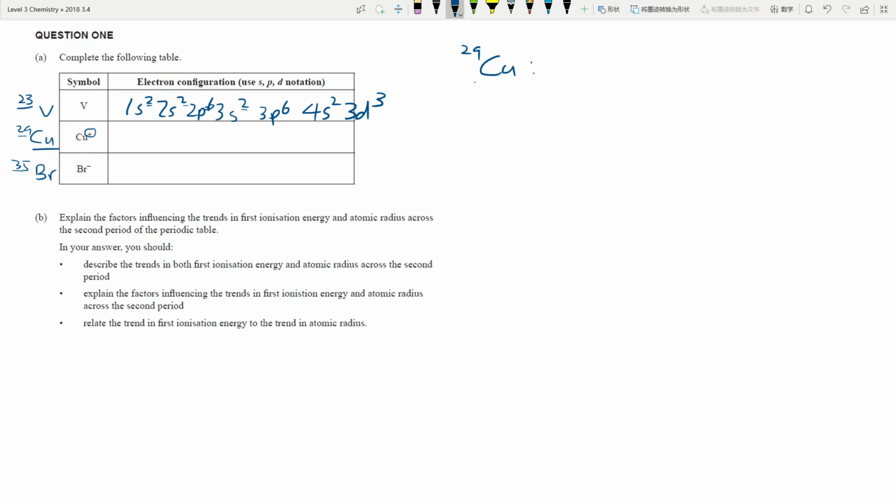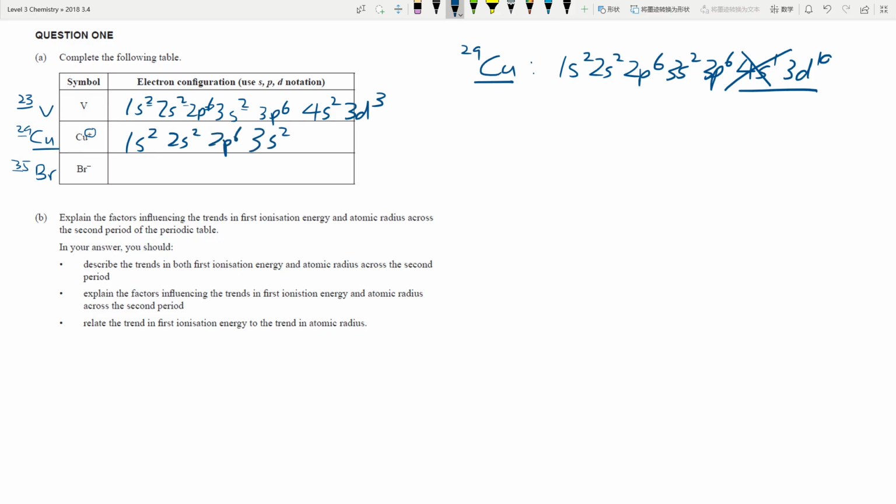So for copper, if I'm doing the copper atom, 29 electrons. Remember for year 13, copper and chromium are a little bit different. Once we get to the 3p6 stage, we have 4s1 3d10 instead of 4s2 3d9. So this is more correct. Now what does the plus sign mean? Plus means we remove an electron, and we remove 4s before 3d, so it's going to look like 1s2, 2s2, 2p6, 3s2, 3p6, and 3d10.